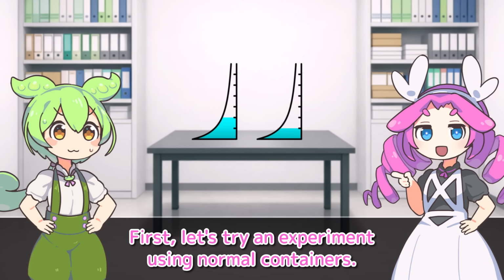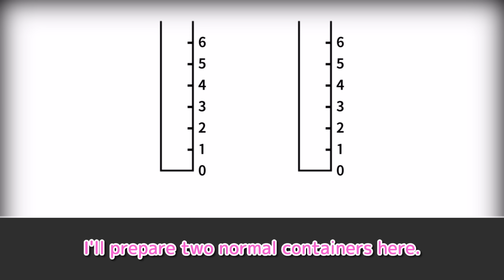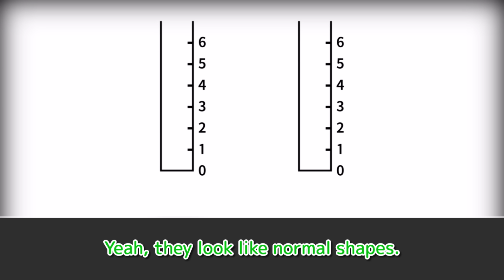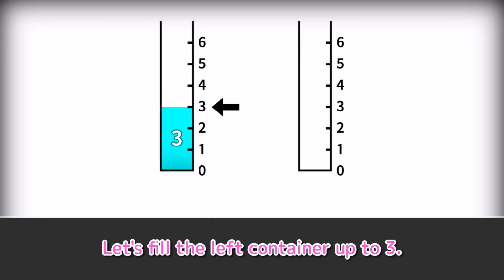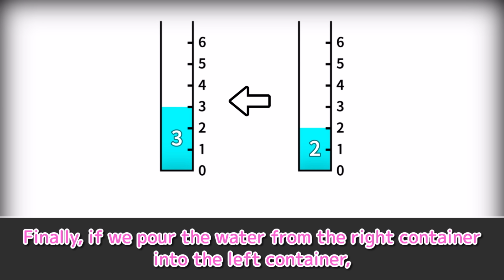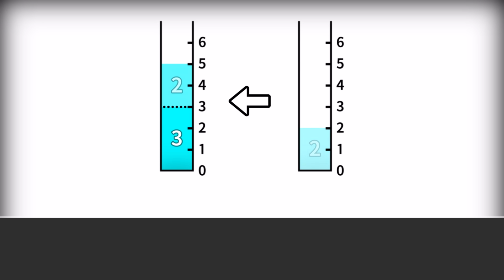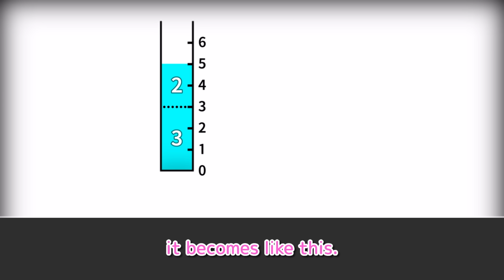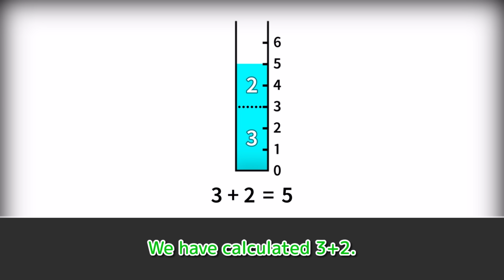First, let's try an experiment using normal containers. I'll prepare 2 normal containers here. Yeah, they look like normal shakes. Let's fill the left container up to 3, and fill the right container up to 2. Finally, if we pour the water from the right container into the left container, it becomes like this. The answer is 5. In other words, we have calculated 3 plus 2.